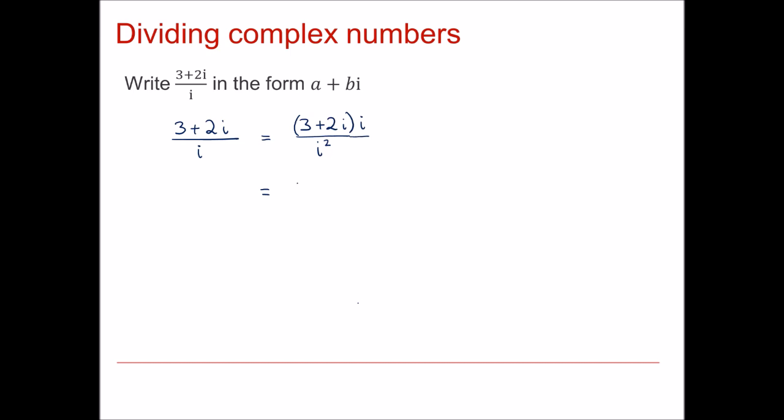Multiplying out and simplifying, we get 3i plus 2i squared all over minus 1. That's 3i minus 2 over minus 1, which is minus 3i plus 2. And normally we write the real number first, so that's 2 minus 3i.